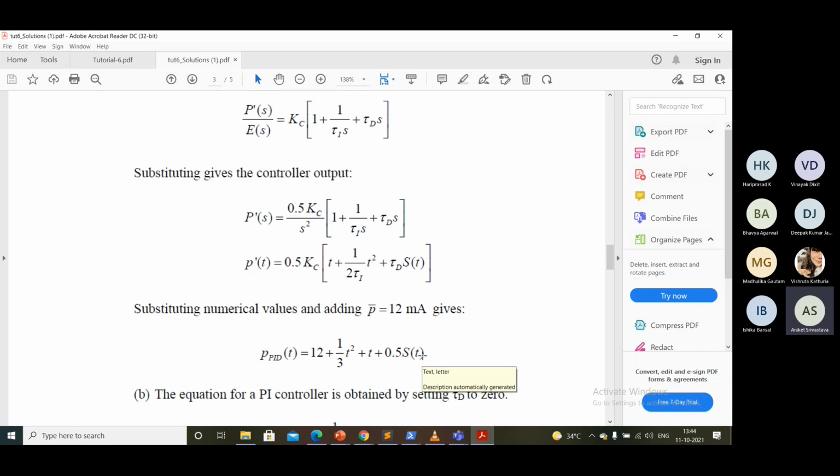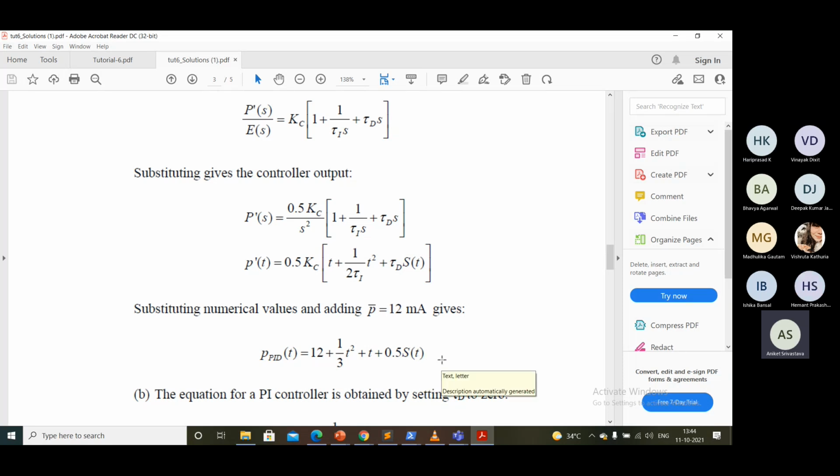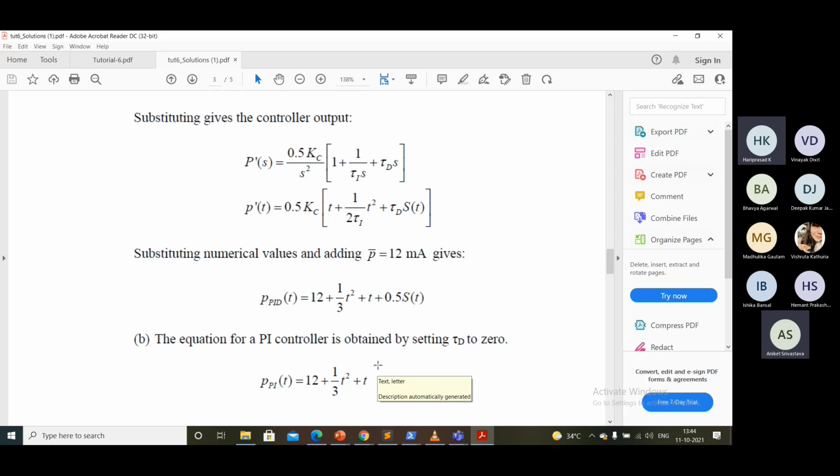We can easily do that by just setting tau d equal to 0. So basically this last term will not be there, and the remaining expression will be exactly the same. So this was just the change required. Any doubts in this one, anyone? No, sir. Any other participant? Okay, then let's look at the last problem for today.